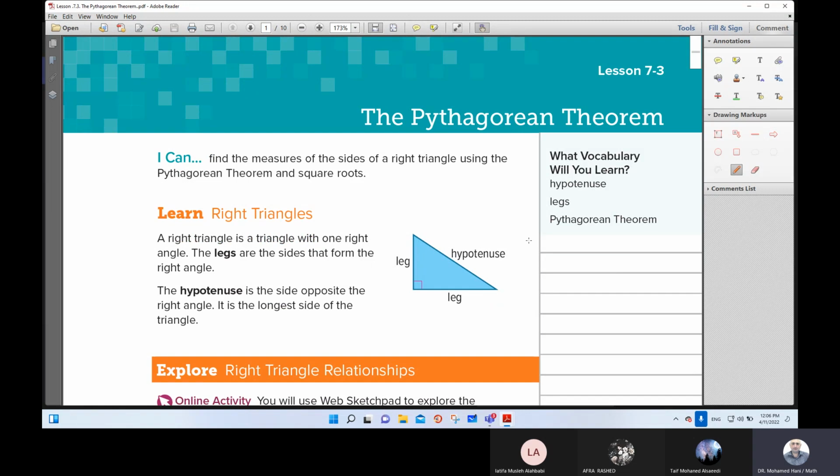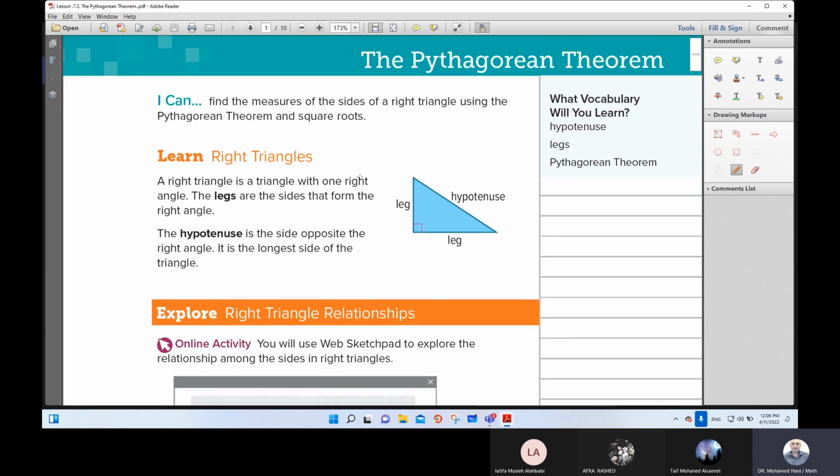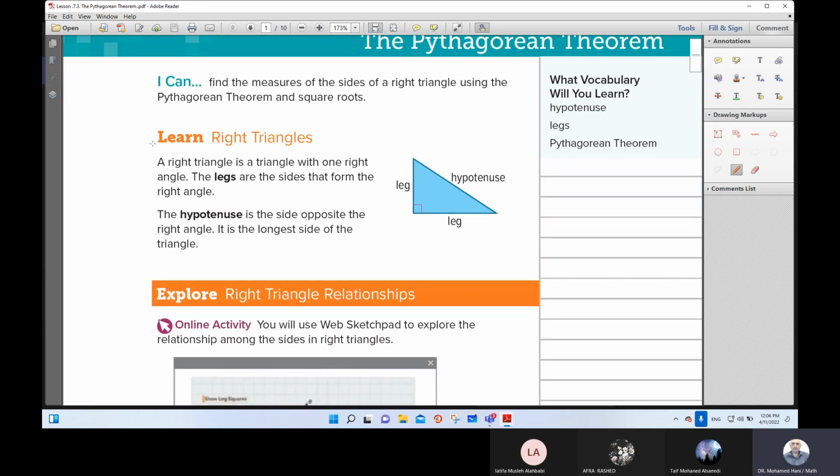Math grade 8. We are in Module 7, episode 3, the Pythagorean Theorem. In this lesson, we want to find the measures of the sides of a right triangle using the Pythagorean Theorem and square root. At first, we want to learn right triangles. What's the meaning of right triangles?